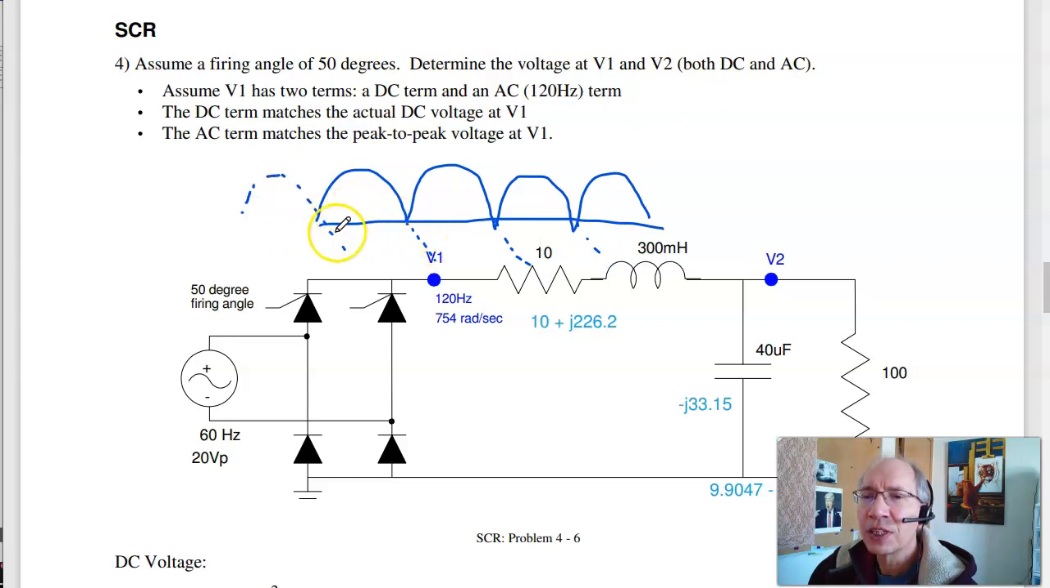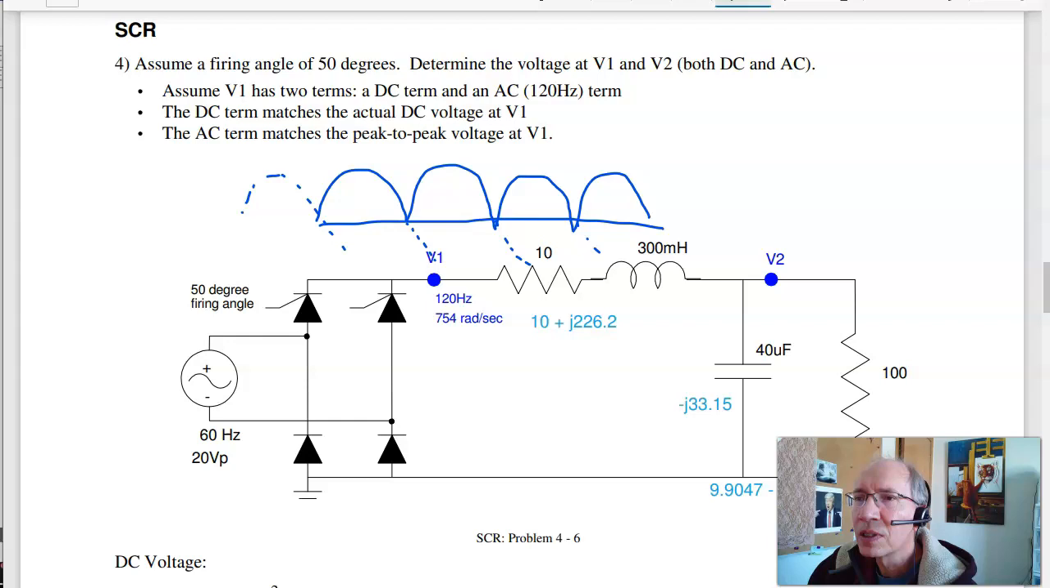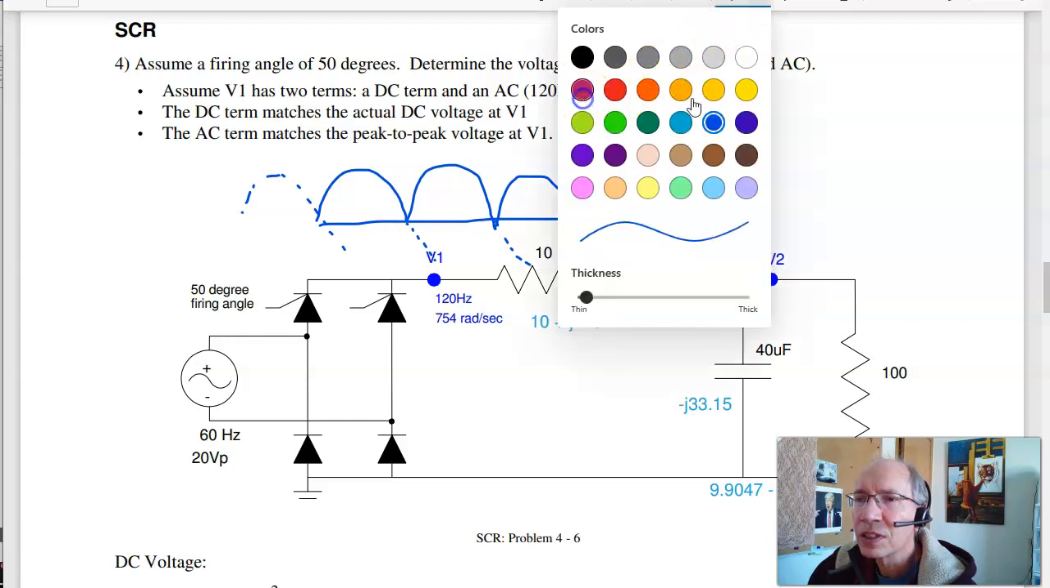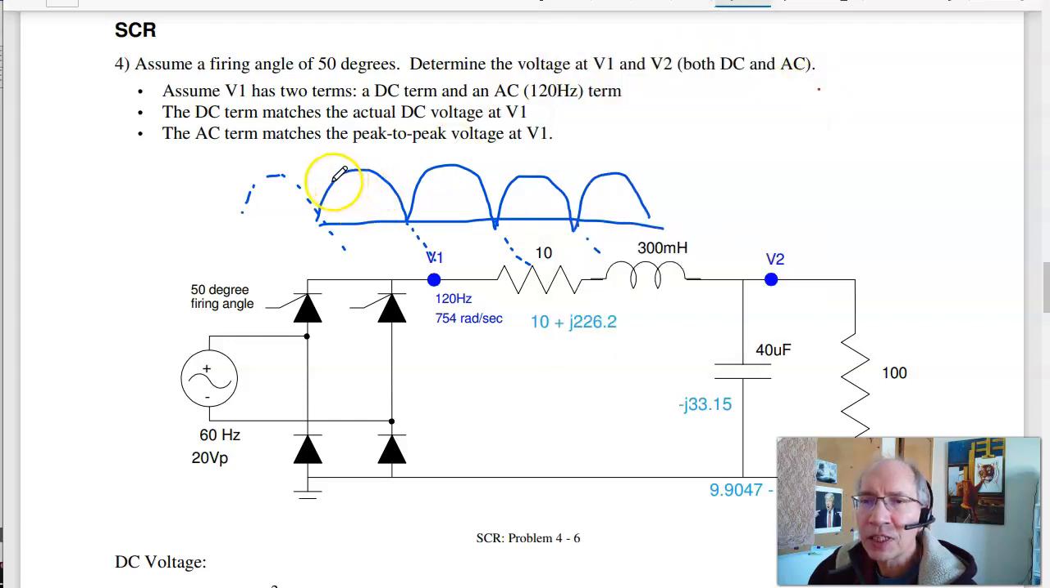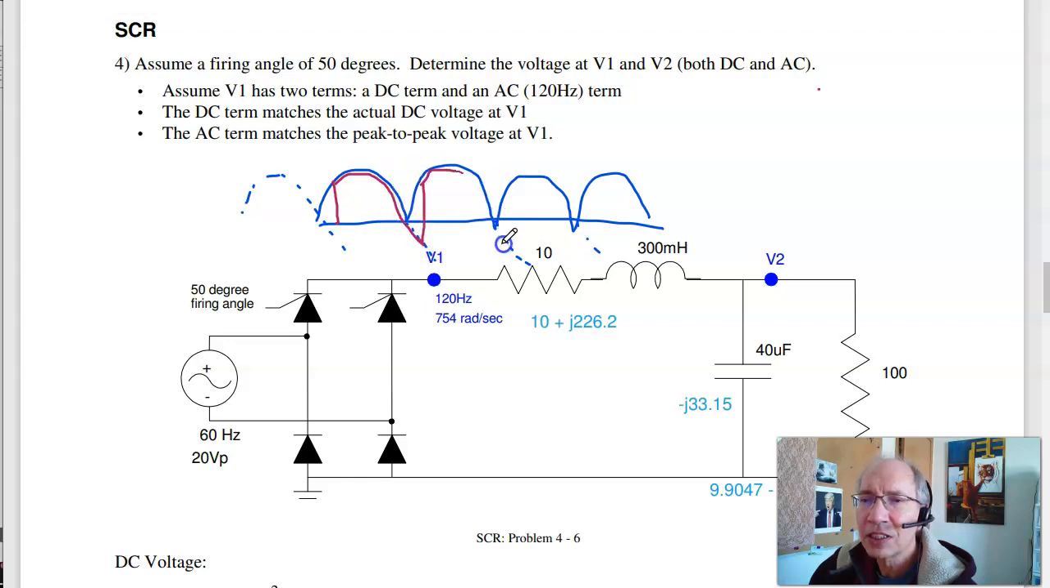Instead of turning on at 0 degrees right here, let's do this in pink. I'm going to turn on at 50 degrees. So here's 0 degrees, 90 degrees, 180. At 50 I turn on. So it does this, and it's got to stay on until I get to 50 degrees on the next cycle. So this is what the waveform looks like.